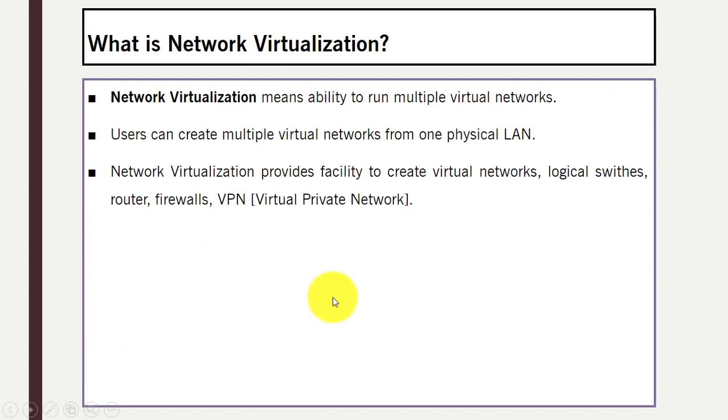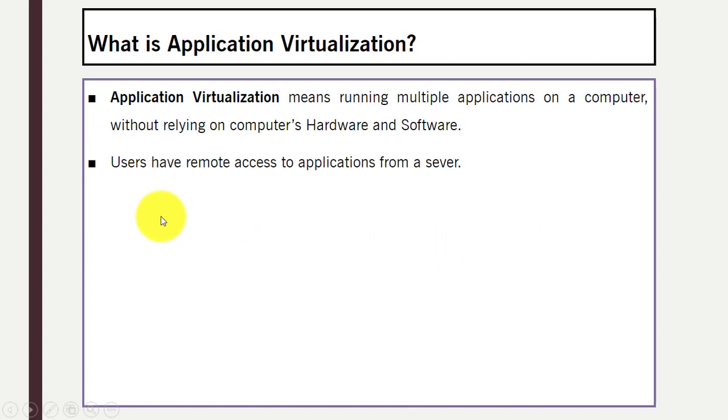Now we have network virtualization. It means the ability to run multiple virtual networks. So after network virtualization, you can run multiple virtual networks, and the user can create multiple virtual networks from one physical LAN. It provides the facility to create virtual networks, logical switches, routers, firewalls, and VPNs. So after network virtualization, you can create virtual networks, logical switches, routers, virtual private networks, and firewalls.